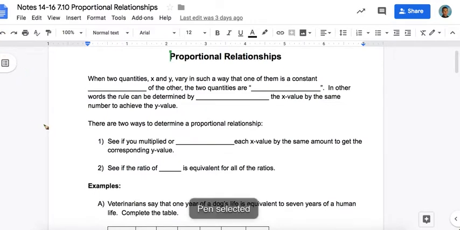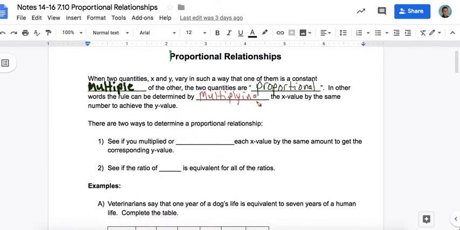So when two quantities x and y vary in such a way that one of them is a constant multiple of the other, the two quantities are proportional. In other words, the rule can be determined by multiplying the x value by the same number to achieve the y value. So when you're comparing the x to the y, you're looking for a multiplying pattern.